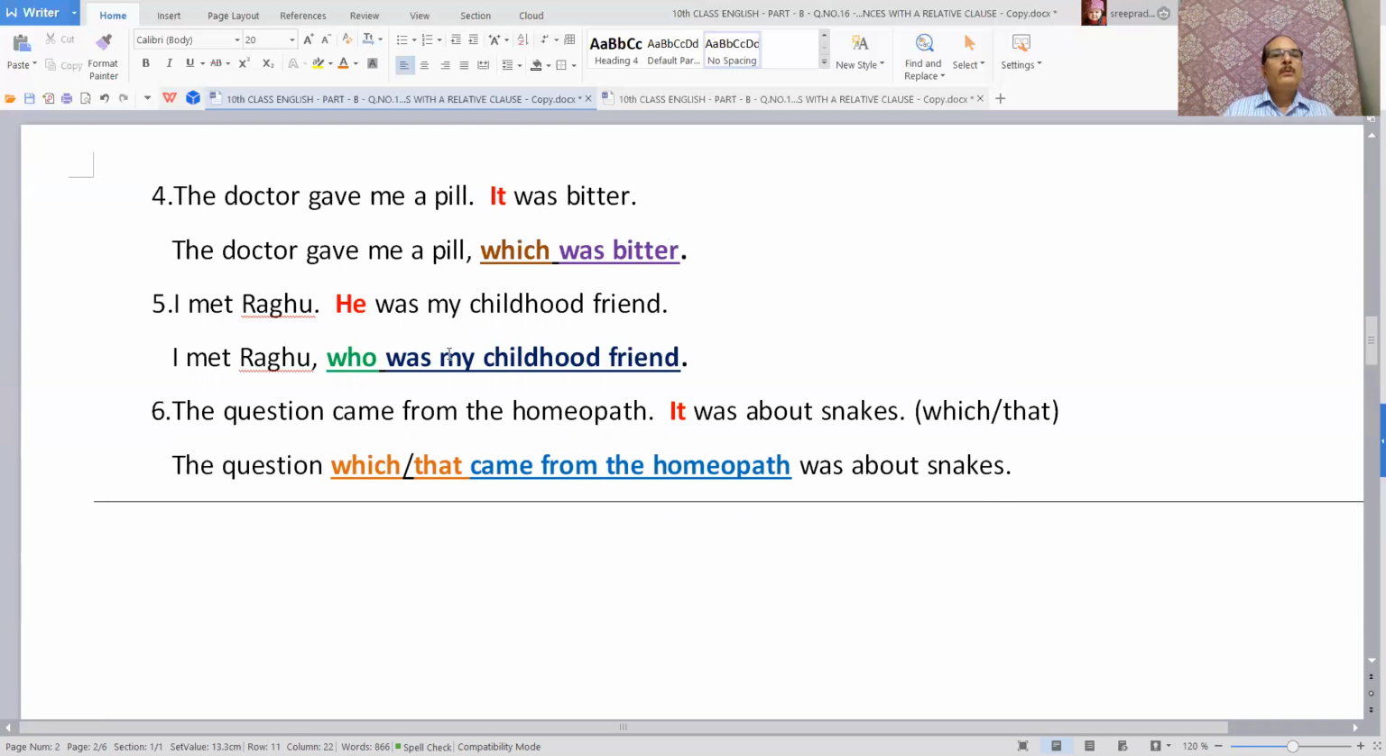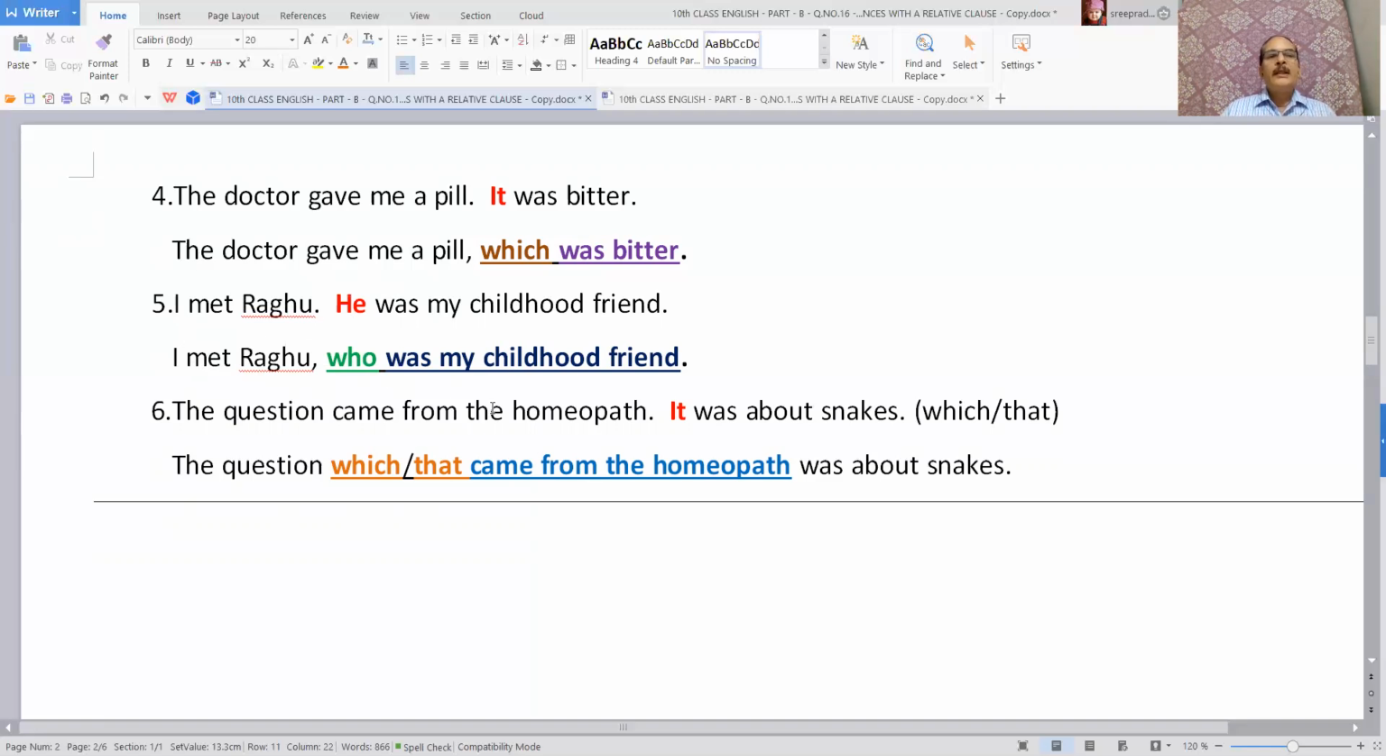Now let us go to another example. I met Raghu. He was my childhood friend. Raghu is a proper noun here. So that's why we have to use a non-defining relative clause. I met Raghu. Who does "he" mean here? Not I. He refers to Raghu only. That's why, I met Raghu, put a comma here, who was my childhood friend. So "who was my childhood friend" has nothing to do with the completion of the meaning of the sentence, I met Raghu. It just adds extra information about the previous clause.